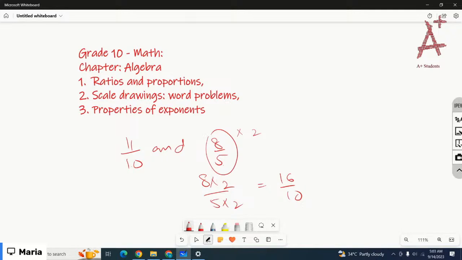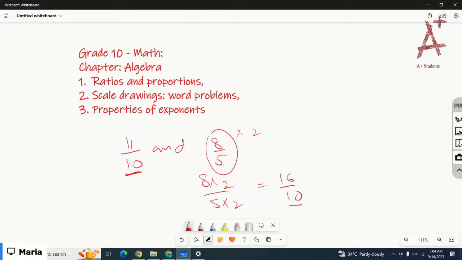So the ratios are now 11 over 10 and 16 over 10. They have the same denominators, but their numerators are still different. So the ratios do not have the same value. That means the ratios 11 over 10 and 8 over 5 do not form a proportion.